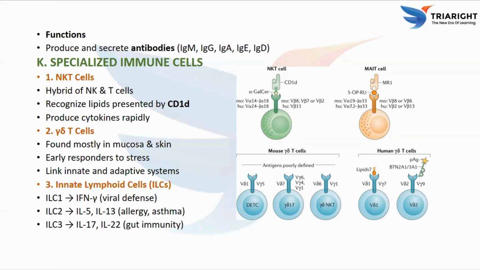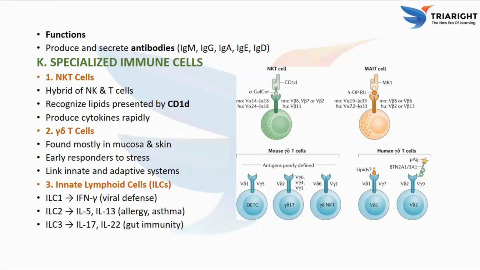NKT cells, natural killer T cells. So what are they? These are hybrid immune cells. They have characteristics of T cells, like TCR expression, and they behave like NK cells, which kill rapidly plus release cytokines. So think of them as fast-acting T cells with NK-like power.